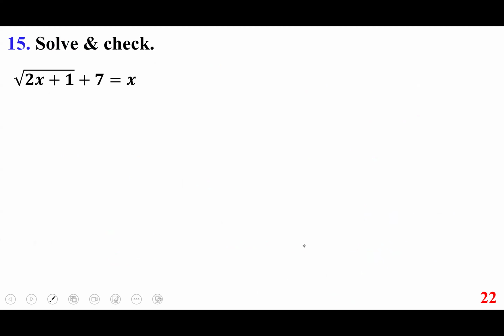Solve and check. The square root of 2x plus 1, plus 7, equals x. Anytime you have a root equation, in this case the square root, the first step is isolation. So you have to move the 7 and subtract it from x. Now that it's isolated, that means it's by itself. You have to raise it to an appropriate power because it's a square root. You take it to the power of 2. So raise both sides to the power of 2.